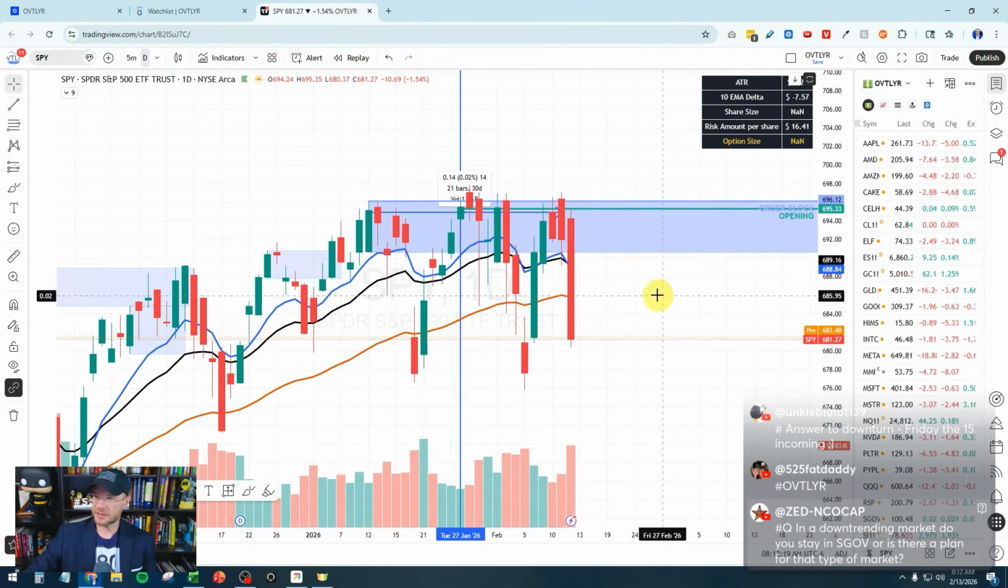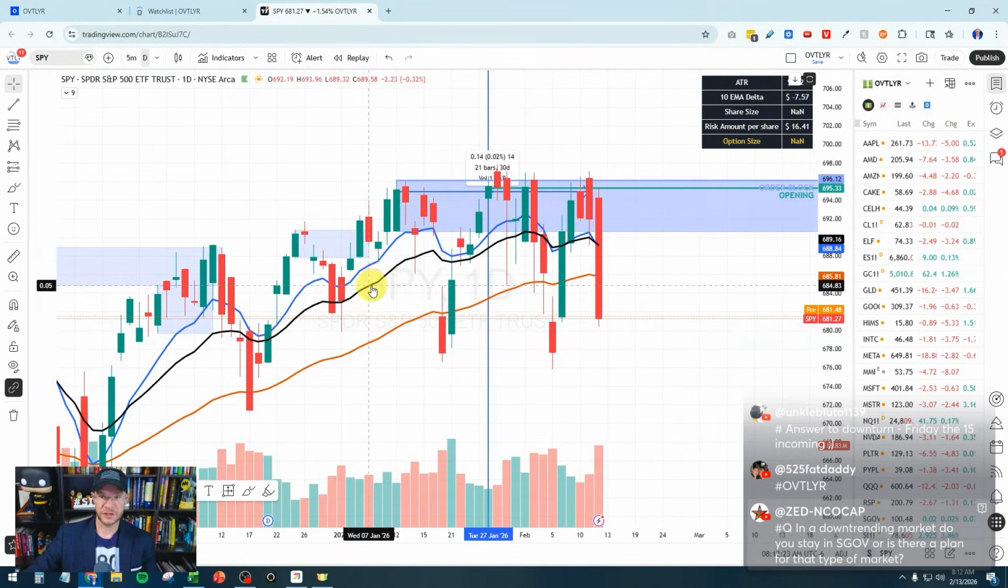Now, the 3-step test that I want to show you real quick is called the outlier trend template. It's when the 10 is over the 20 and price is over the 50. Your 10 EMA, 20 EMA, and 50 EMA. And this works on all time frames.